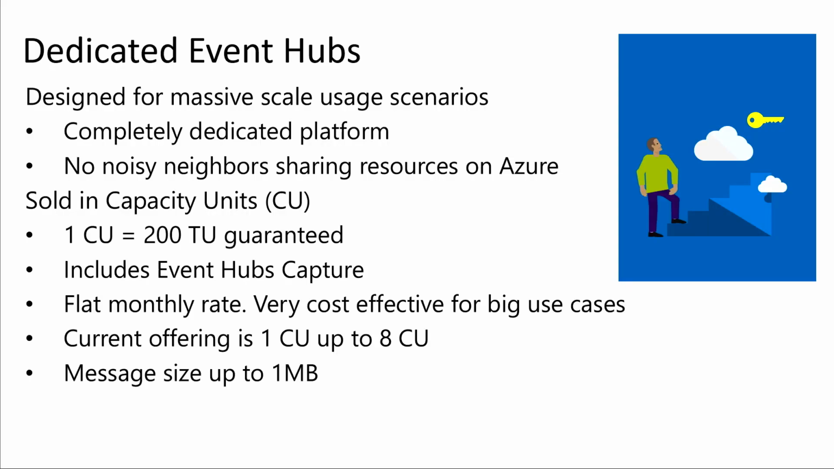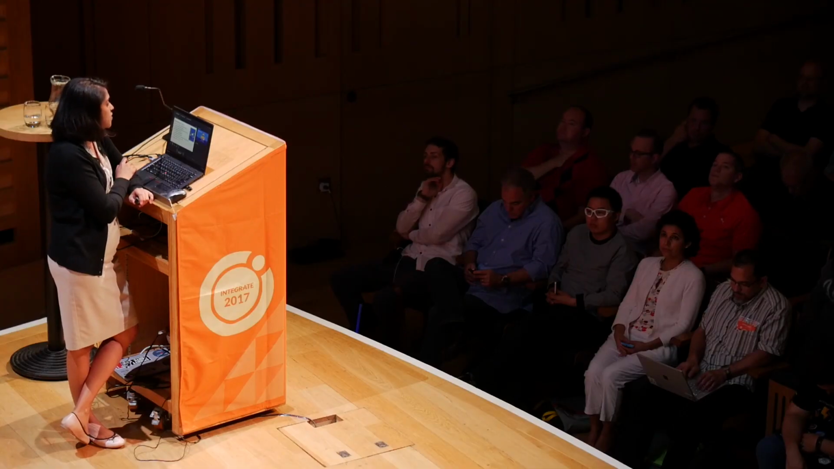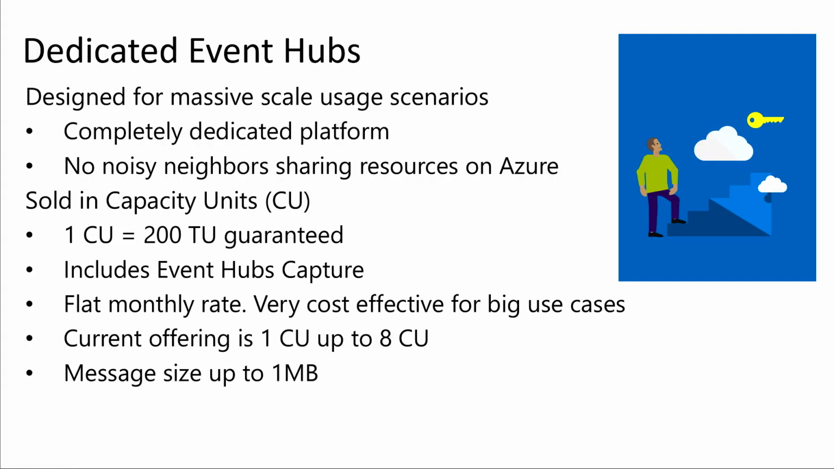The other advantage of dedicated is that it also includes Event Hubs Capture, which is otherwise a priced service. It's a flat monthly rate. You have to be under EA, and we relax the message size for dedicated up to 1 MB, as against 256 KB on standard and basic. Today we offer anywhere between 1 and 8 capacity units. We can increase beyond 8, but we have seen our customers go only up to 8.